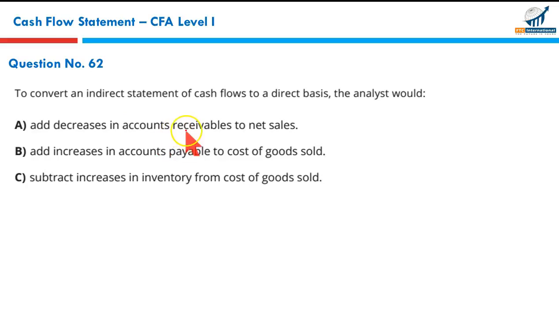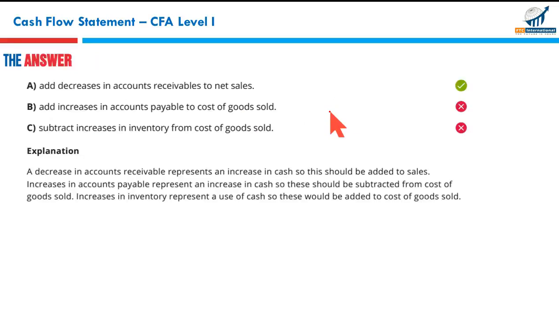Add decrease in accounts receivable to net sales. Net sales is an inflow, as we have already agreed. If there is a decrease in accounts receivable over the period, a decrease in accounts receivable represents an inflow. It's a perfectly correctly worded statement. Add decrease in accounts receivable to net sales to arrive at the cash flow from operations related to your customers. Correct option, need no further. A is the right answer.